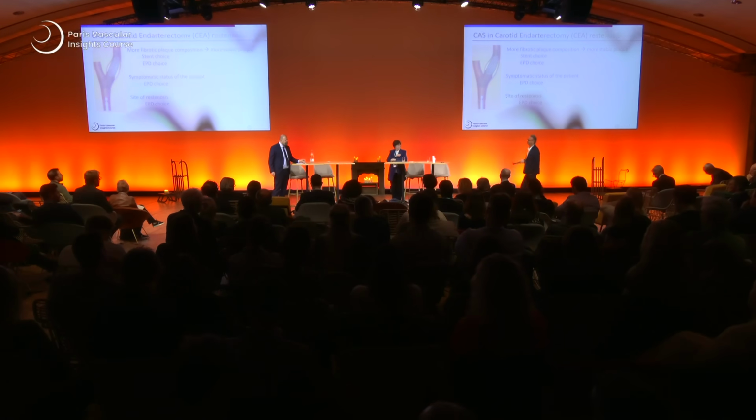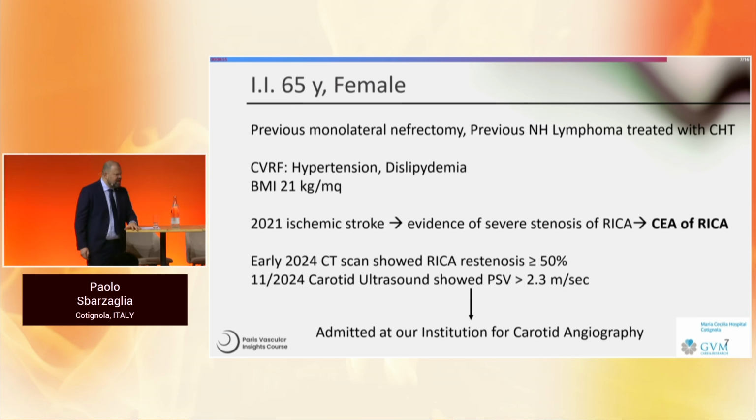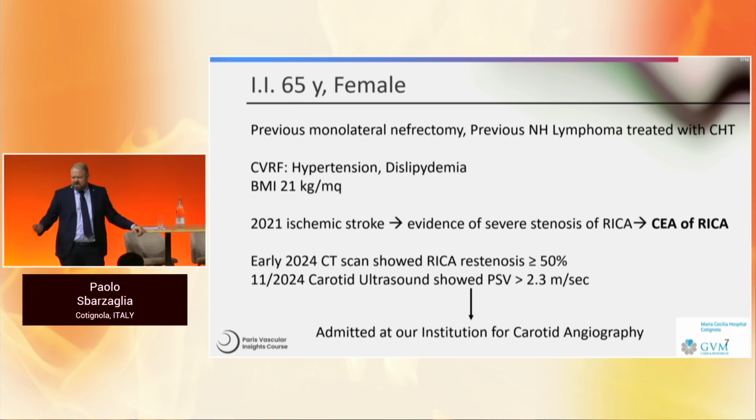Please, go on. Okay, so this is a recent case that we have done, a patient with hypertension and dyslipidemia. She has a previous nephrectomy and a previous non-Hodgkin lymphoma, which was treated not with radiotherapy but with chemotherapy. And she has a previous ischemic stroke in 2021, and evidence of a severe stenosis of the right internal carotid. She was treated with carotid endarterectomy.